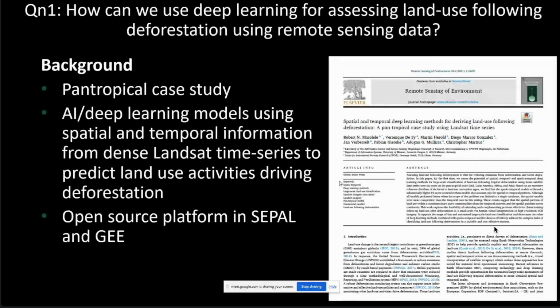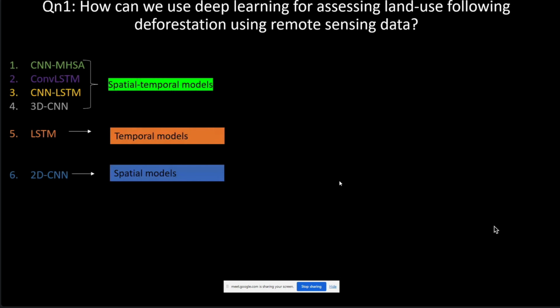And this is one of my studies, the paper where I published. I tried to assess this by combining different models which have both spatial and temporal characteristics to derive the land use for deforestation. I derived 6 methods. So 4 methods had a spatial temporal aspect, and 2 models: one only learned temporal characteristics of the data, and one only exhibited the spatial aspect of the data.